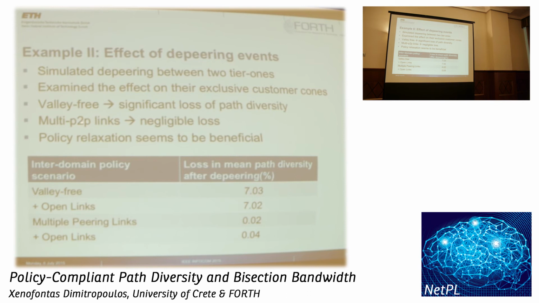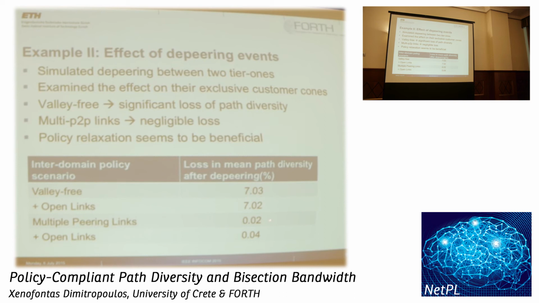And our measurements here indicate that in the case of valley-free routing, the impact is much more significant than in the case of the multi-peering link model. So here we saw a 7% reduction, but here the path diversity stayed the same.